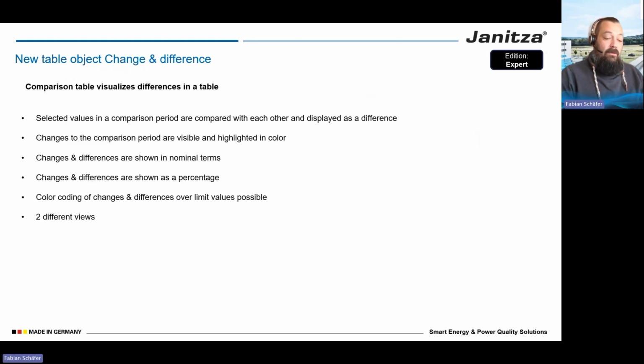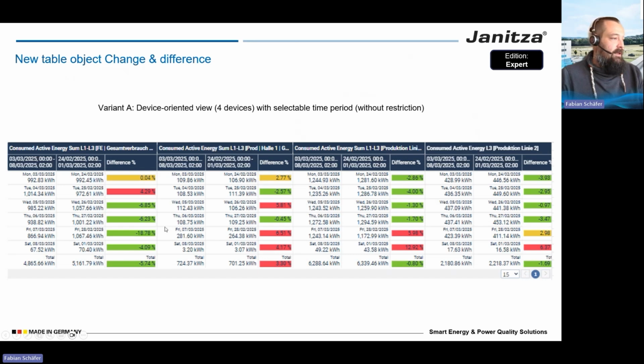And then the object uses the different times, so the basic time and the comparison time, and shows you the difference between those two time frames, and shows you the difference as a nominal term, and also shows you the difference with a percentage. And you are able to put in there some limits, and depending on the limit and the values which are calculated, you can get a color. It looks like shown here on the next slide.